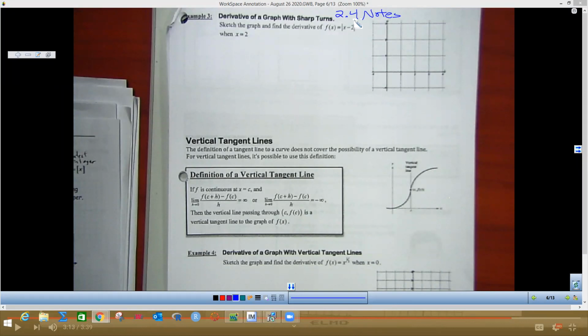Okay, the notes go in the wrong order. This is 2.4, which actually comes after 2.2 in the note sheet. So this is talking about where derivatives do not exist. So I'm going to take the derivative of a graph where there's a sharp turn.